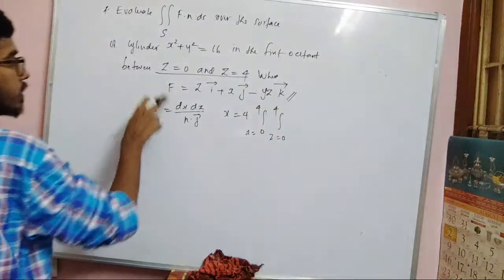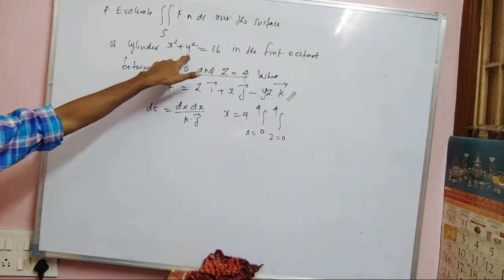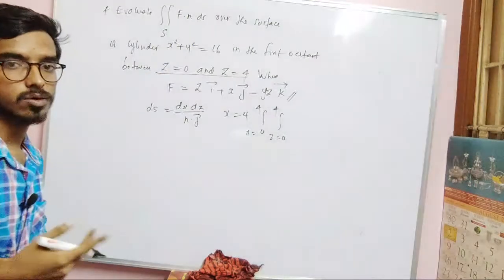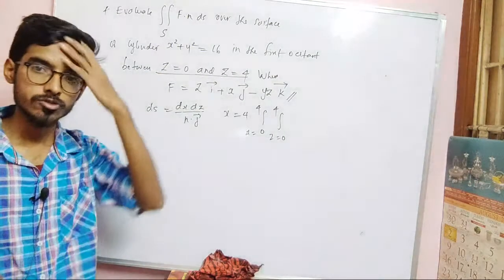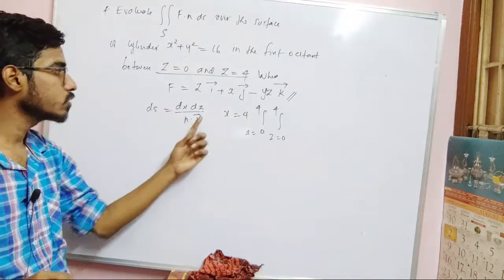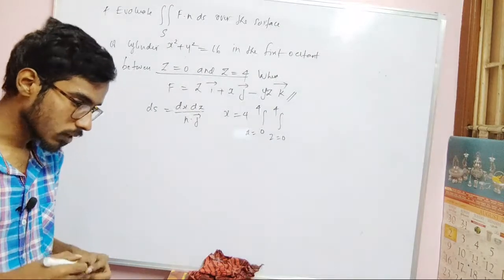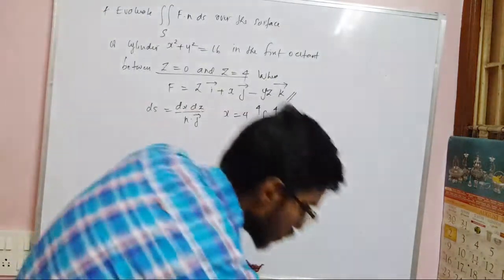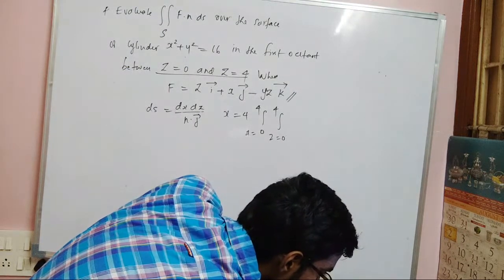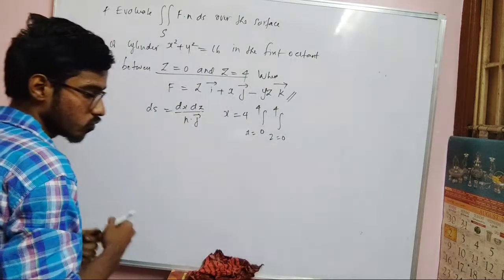Then you just find n. n is nothing but 2x i vector plus 2y j vector divided by square root of (2x) whole square plus (2y) whole square. If you do that, you will get n dot j, and then you substitute here and integrate it, and you will get the required answer, right? So this is similar to the first problem which we did. You will get the answer to be 42.